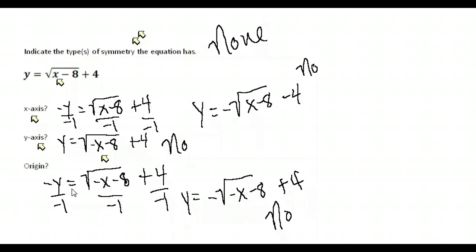If it's the y-axis, we put -x in for all of our x's and simplify to see if we can get it to look like the original. And for the origin, we put negative for the x and negative for the y, and you simplify. Okay, so there are some examples of identifying symmetry in your equation.